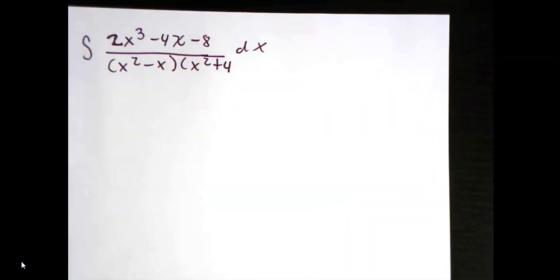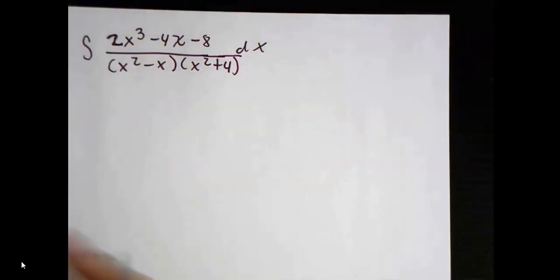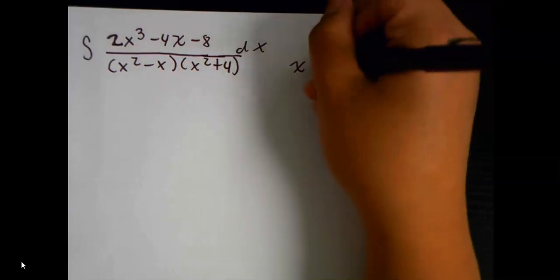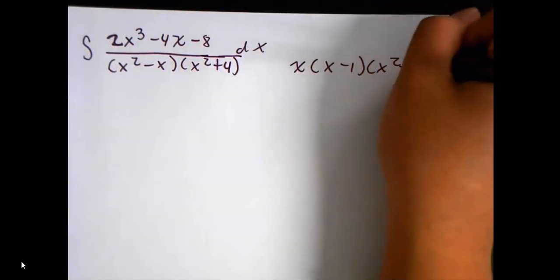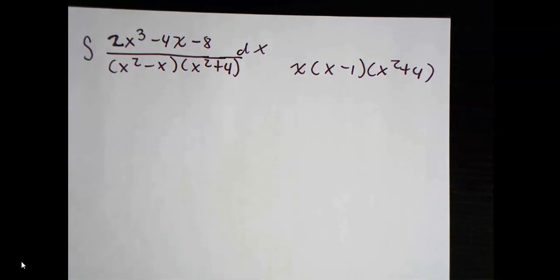This is the next example I want to do. We have to make sure that we have the denominator completely factored. Even though it looks factored, it's not completely factored. From this term here, we can still factor out x. So it's completely factored when we write x, then x minus 1, x squared plus 4. This one cannot be factored. The second term cannot be factored.